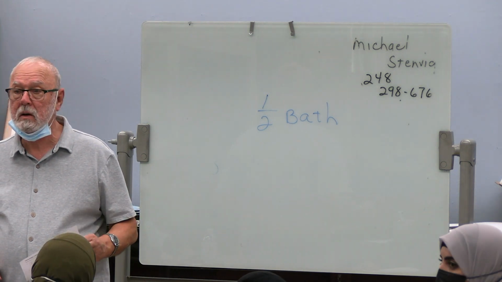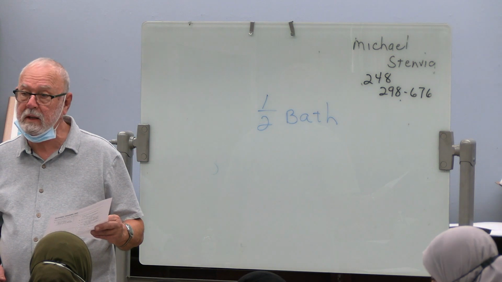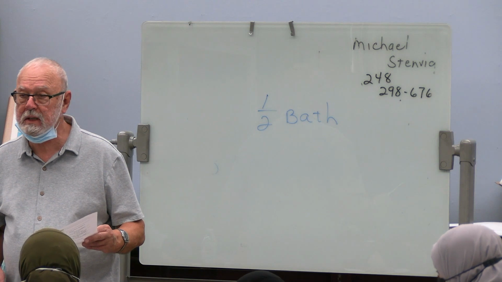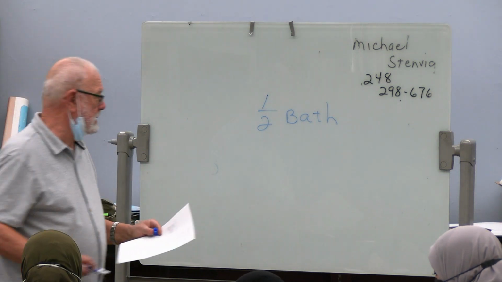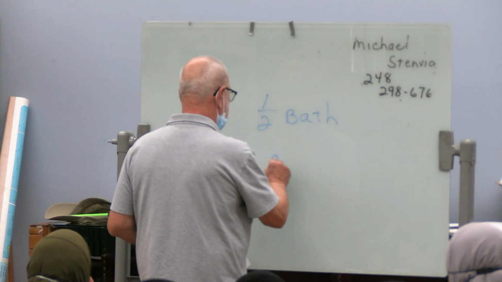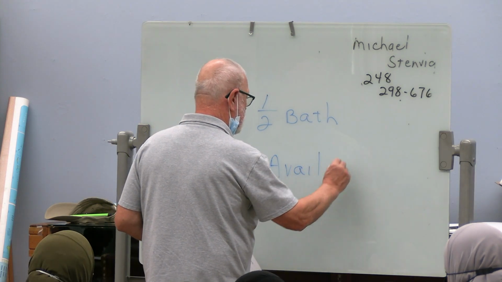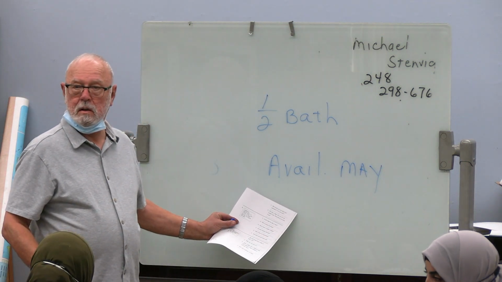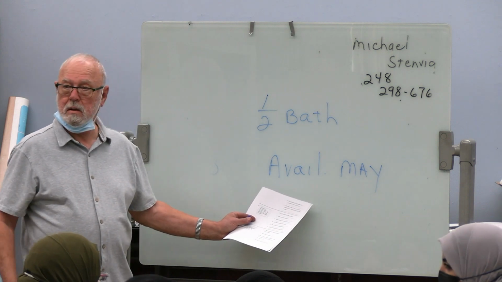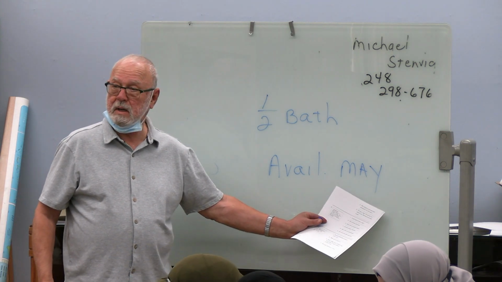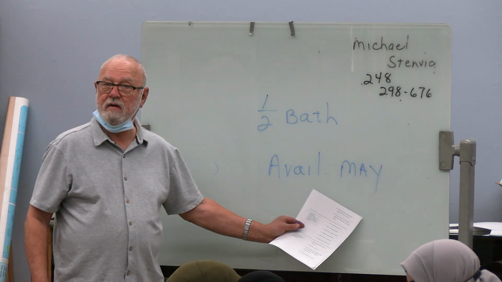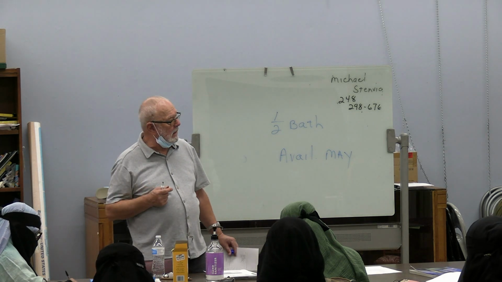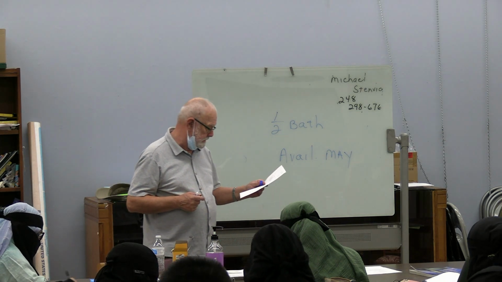So if it says, the answer number 2, when can you move in? In May. Do you see that? No. What does that mean? Available May, in May. We have to kind of use our thinking to see what these mean.